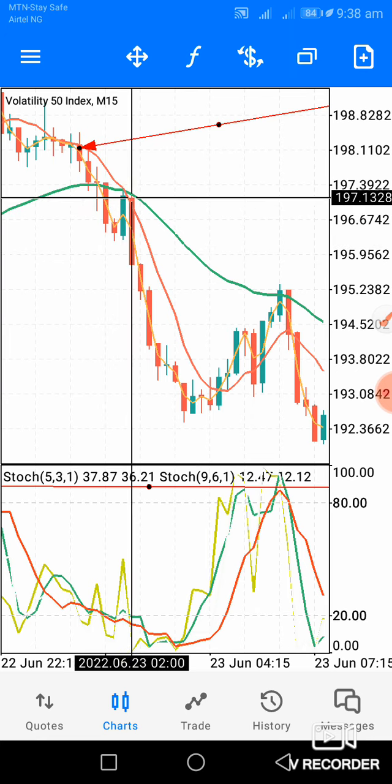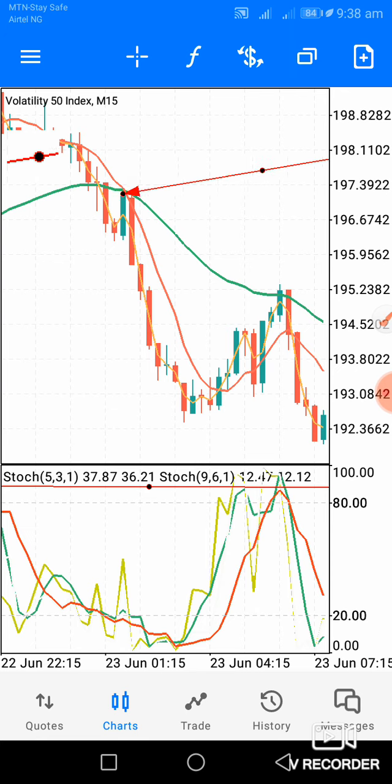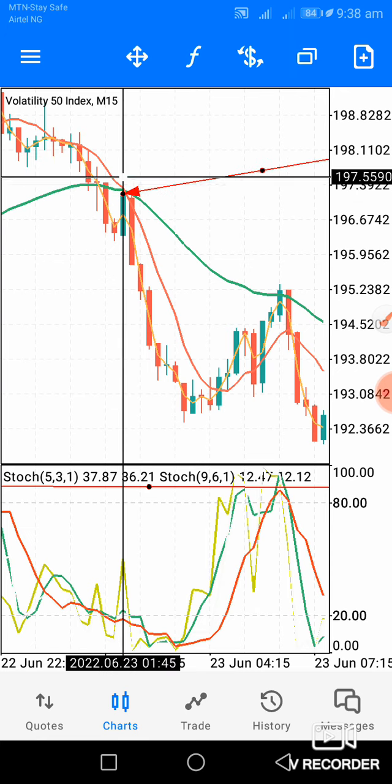So you can enter. You see, if you miss this point like this, you can enter here, and you have a very tight stop loss. Your stop loss should be around this point. Can you see what I'm saying? Your stop loss will be what? Will be around this point.